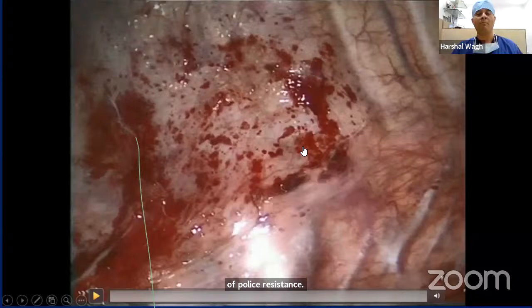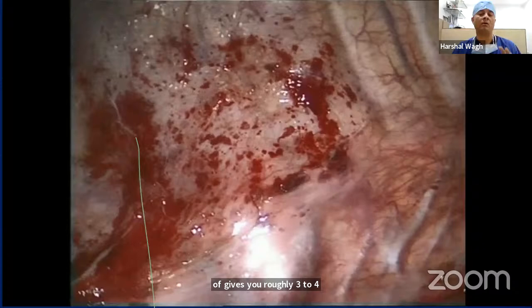But the point of making this a 10 ml local anesthetic bolus, or 10 ml fluid bolus, is that it gives you roughly 3 to 4 levels up and down of the local anesthetic that you put in. This is about a 10 ml local anesthetic bolus. Now, this may not consistently happen all the time.